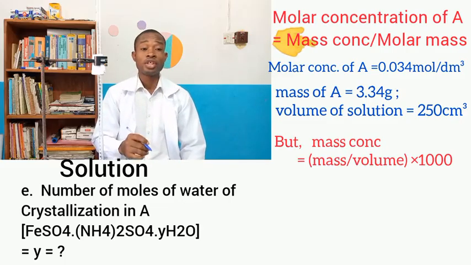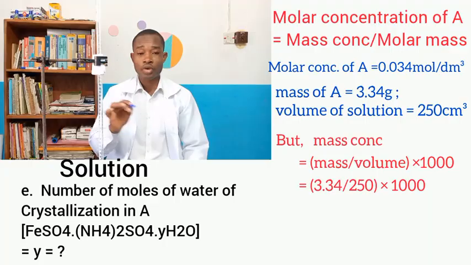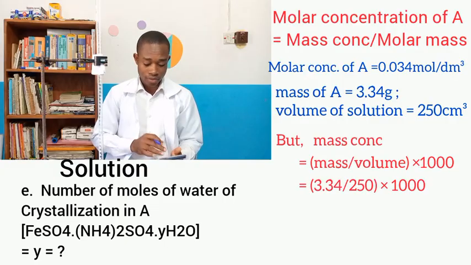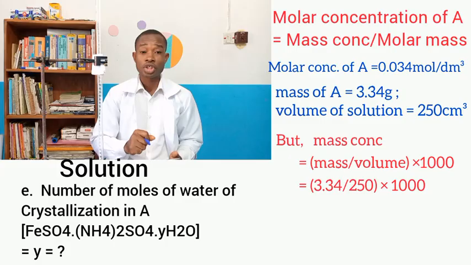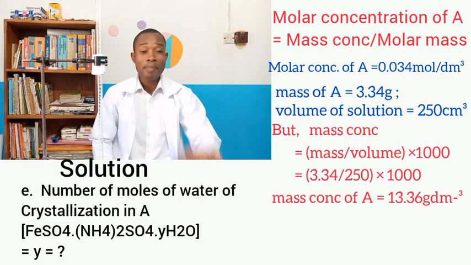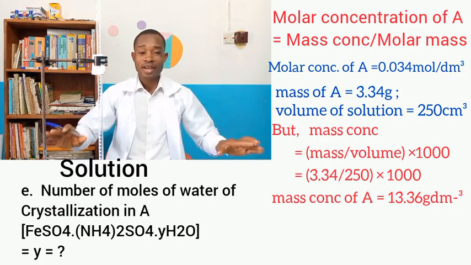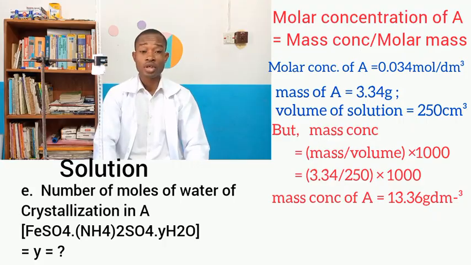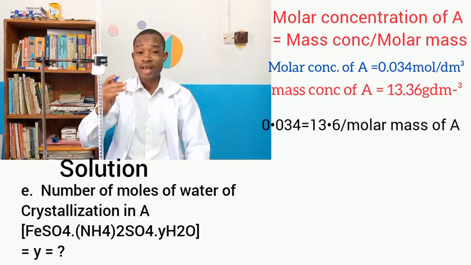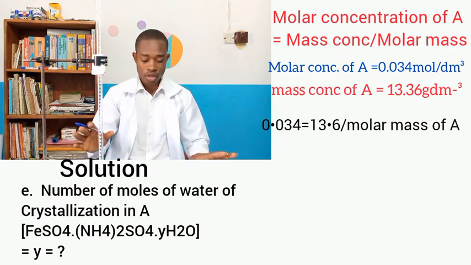So going by that, our mass concentration from the information provided is going to be 3.34 over 250 times 1000. If we do this, we get the mass concentration of solution A as 13.36 grams per dm³. So we can now smile. All we have to do is go back to our formula. The molar concentration of A is 0.034, equal to the mass concentration of A, which is 13.36, all over the molar mass of A, which we do not know.